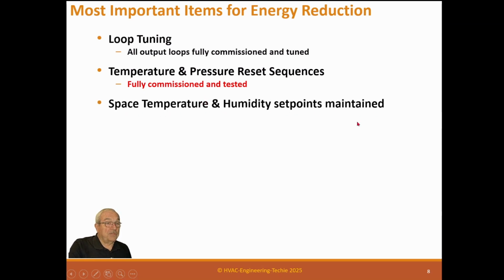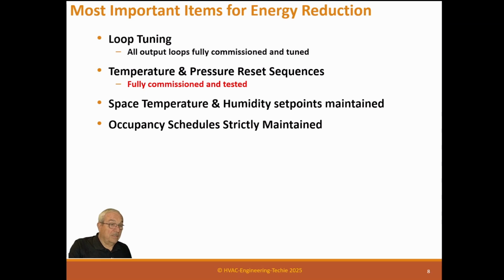Space temperature and humidity set points maintained. It's really important that you have a standard policy for space temperature and humidity. So if you have one zone at 72 degrees and the next zone right next to it at 75 degrees, they're going to fight each other. So there should be a policy about having a standard temperature, unless there are special rooms that require something different. But in general, you don't want temperature differences all over the place because someone complains, so we set that temperature different. You need to have a policy to set it all the same. And that really applies to humidity.